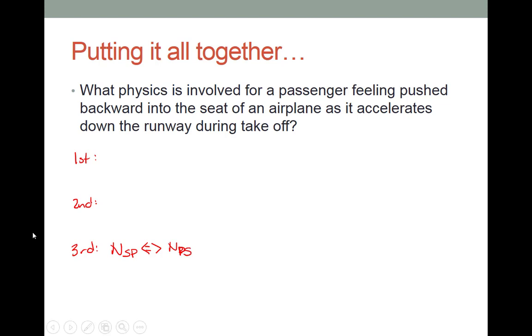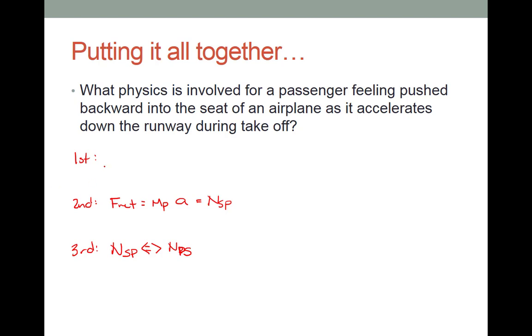Okay. Second law, also fairly obvious. The net force on the passenger has to equal the mass of the passenger times the acceleration of the airplane, because the passenger is accelerating with the airplane, and it would be really bad if those weren't the same. If you think about it, the force on the passenger, which actually causes the passenger to accelerate, is the normal from the seat, because that's what they're in contact with.